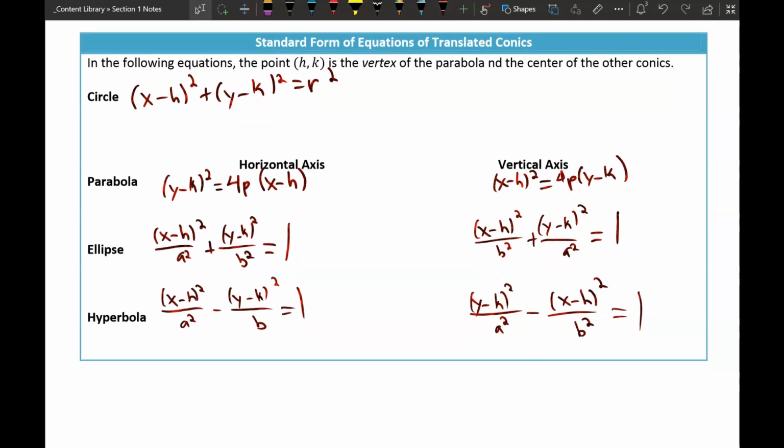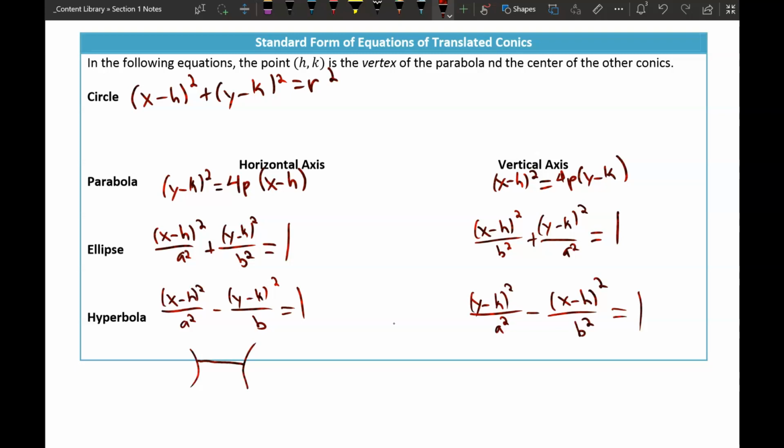is under the y. And in hyperbolas, it's dictated by whichever one's positive. So if our x minus h squared is out front and then we're subtracting y minus k squared, we know that for a hyperbola, that's going to be a horizontal transverse axis. And if our y minus k squared is the positive one, then we know it's going to have a vertical transverse axis. That just means, if this is a horizontal transverse axis, it's going to have this line here, and it's going to open up like this, something like that.